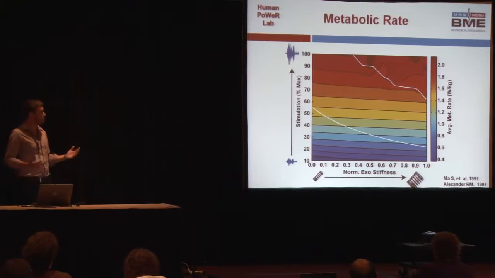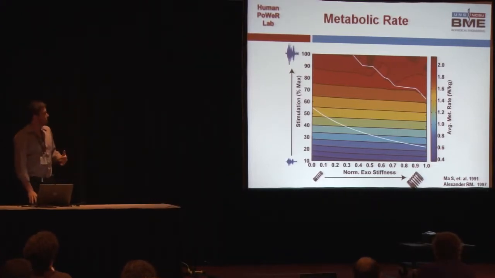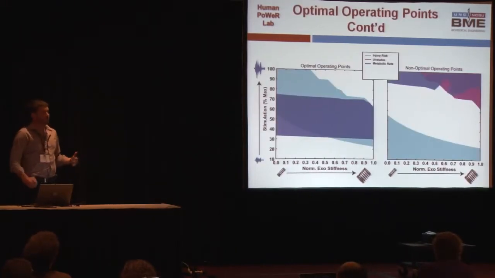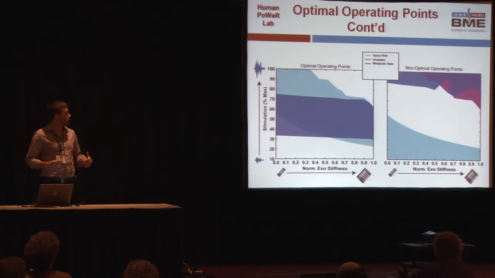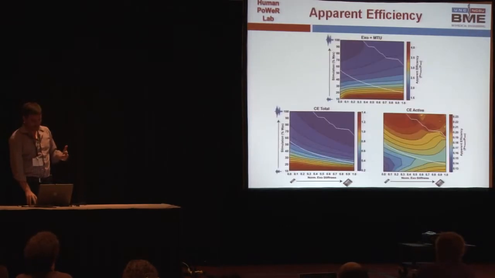The next thing we looked at was metabolic rate. Again, largely dependent on activation. So in picking an optimal metabolic rate, we really just picked metabolic rates that were not super high and that were not posing any injury risk, so we're operating outside of a region of injury risk. And our highest metabolic rate, obviously, we wouldn't want to operate at.